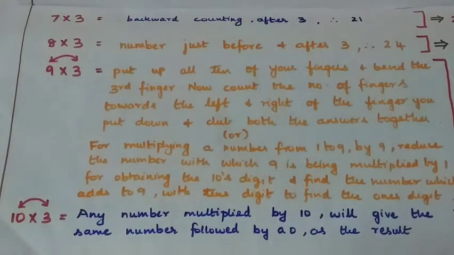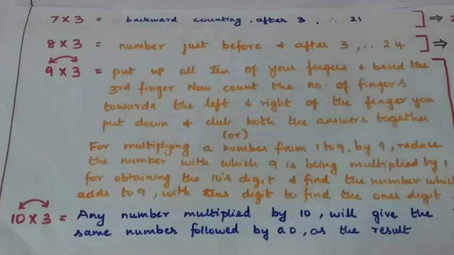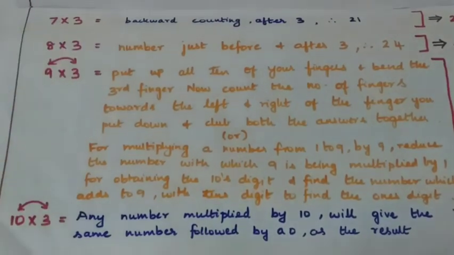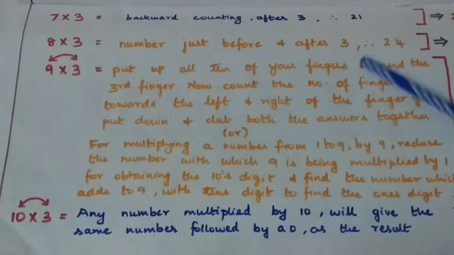So you need to just count backwards from 3. It is nothing but 2 and 1. So the result of 7 and 3 is 21.